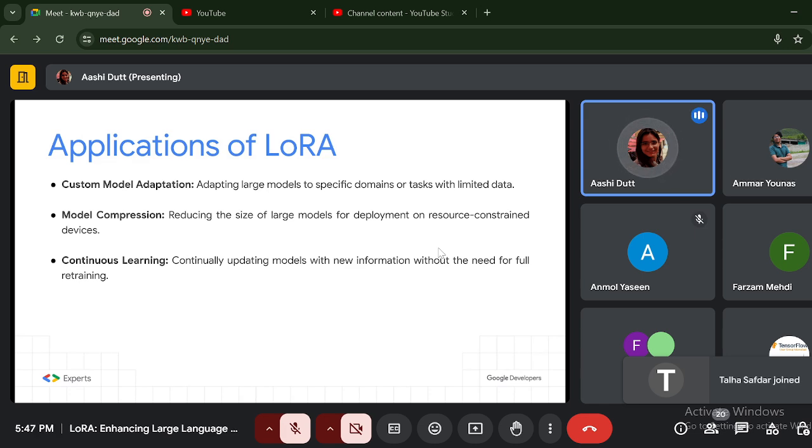Then is model compression. So imagine this, you have a large model like a GPT model and you want to deploy it on say a smartphone or somewhere. Now, a GPT model has billions of parameters. You cannot fulfill the size and the computational requirement of that model on your smartphone. It's impossible to have such billions of parameters or deploy them on your smartphone.